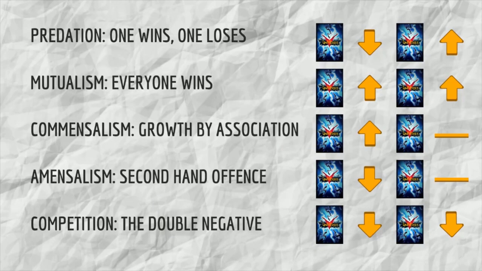And for those of you who just like very clear, simple charts of review, here it all is. Predation, where one wins and one loses. Mutualism, where everybody wins. Commensalism, which is growth by association. Commensalism, second-hand offense. And then competition, where two cards are vying for that same resource, the double negative.